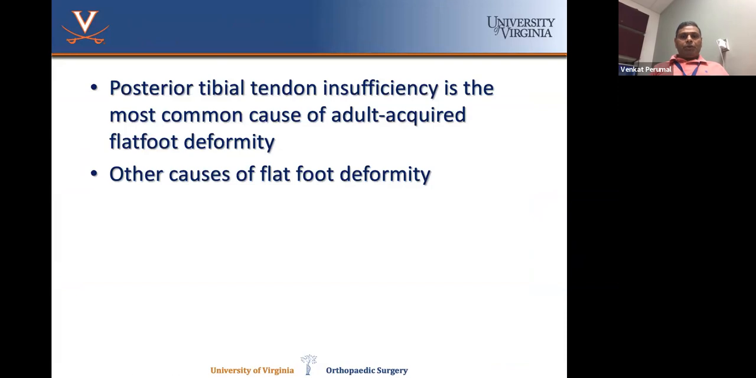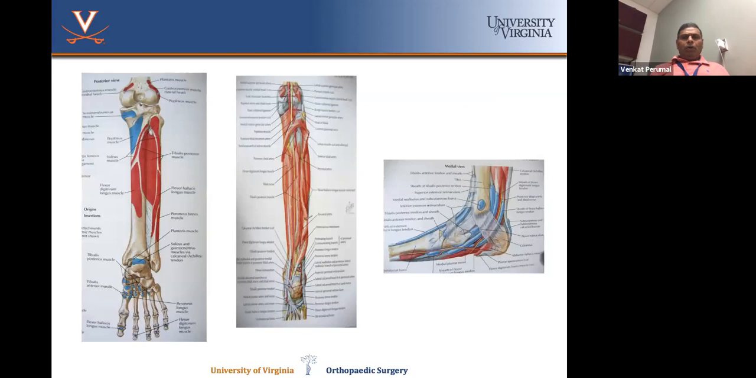Talking about the tibialis posterior tendon, it is one of the common causes of adult acquired flat foot deformity. When the tibialis posterior tendon fails, we get mostly a flat foot deformity. There are other causes of flat foot deformity as well, but the most common is tibialis posterior tendon insufficiency. Let's go through the anatomy of the tibialis posterior tendon first.